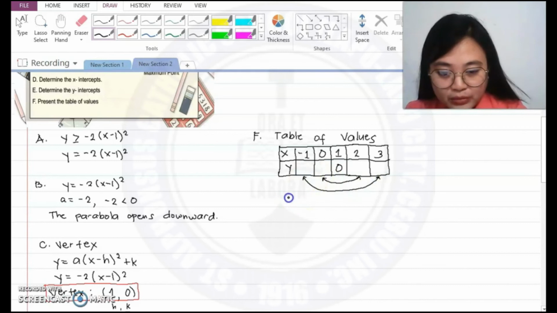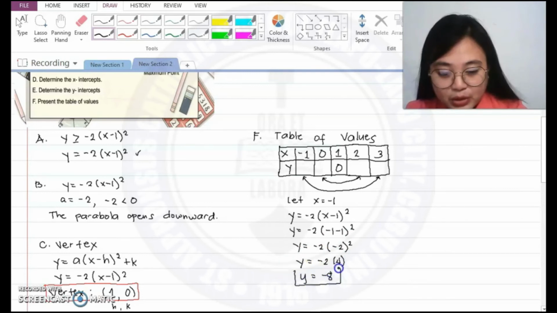Okay, so we will just solve. Let x be equal to negative 1. Use this equation: y equals negative 2 times (x minus 1) squared. Change x to negative 1, so it will become negative 1 minus 1, squared. y equals negative 2 times negative 2 squared, and negative 2 squared is positive 4. y equals negative 8. So you're going to put negative 8 here in y.